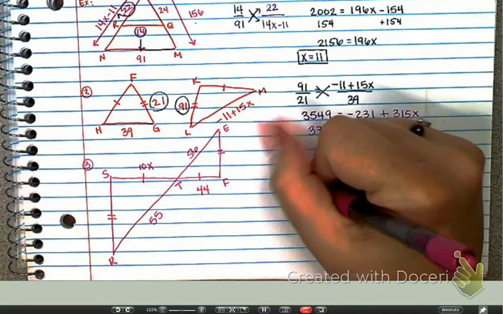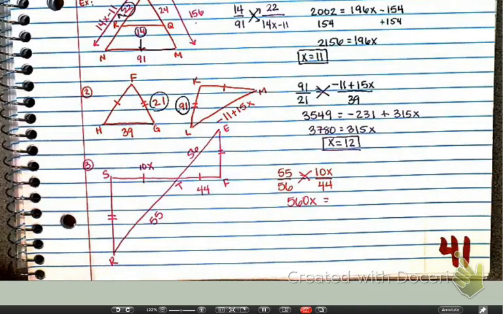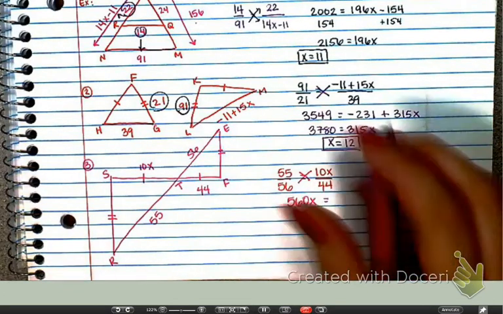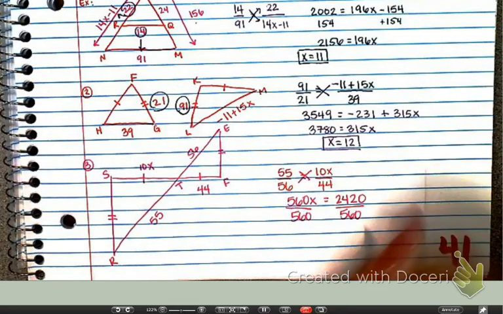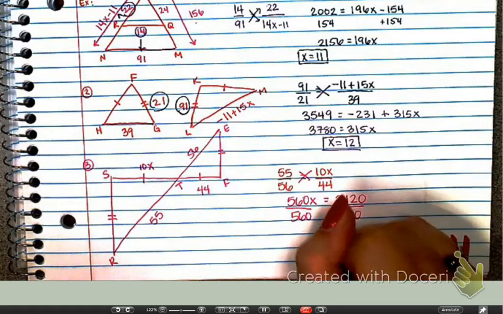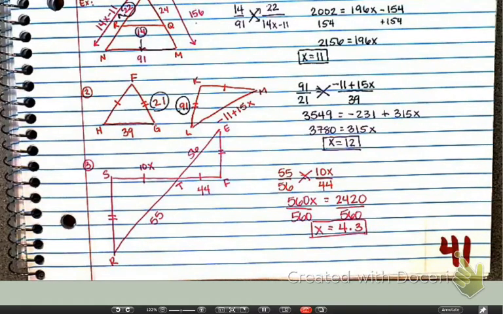Okay, now when I cross multiply, I get 560x equals 55 times 44, 2,420. When you divide by 560, I'm going to get a lovely decimal of 4.3. If you reduce the fraction, you would have gotten 121 over 28, and that's fine too, but make it a decimal.